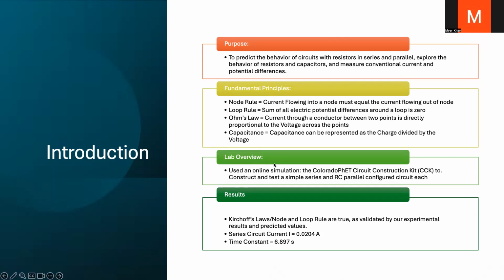So our overview: we used an online simulation to construct and test a simple series and then RC parallel configured circuit each. Our results found that Kirchhoff's laws, or the node and loop rule, are true, as validated by our experimental results and predicted values. The series circuit current I was found to be 0.204 amps, and our time constant 6.897 seconds.